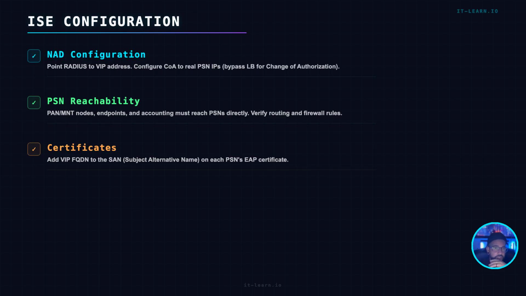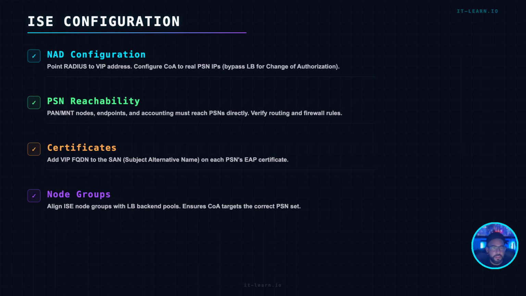Next thing is going to be a certificate. What you want to do is make sure that you include the VIP's fully qualified domain name in the subject alternative name field for the PSN certificates. That way, when a client presents to the VIP and gets redirected to the PSN, the certificate is going to validate correctly.